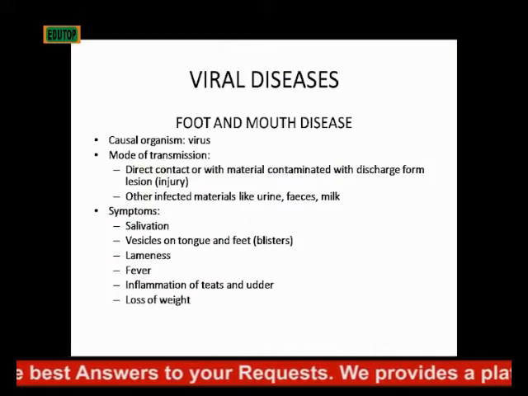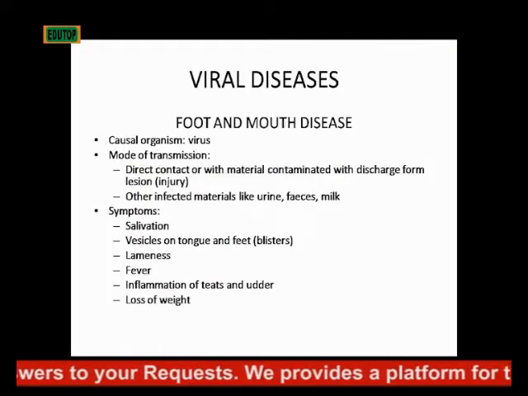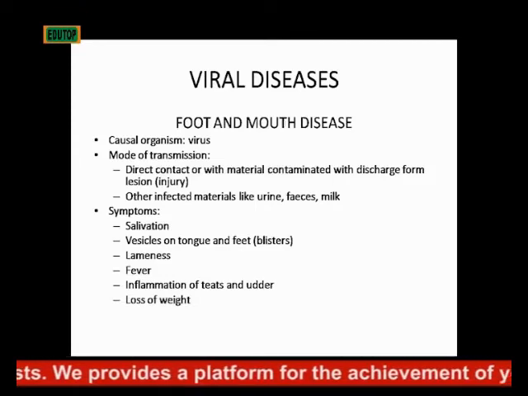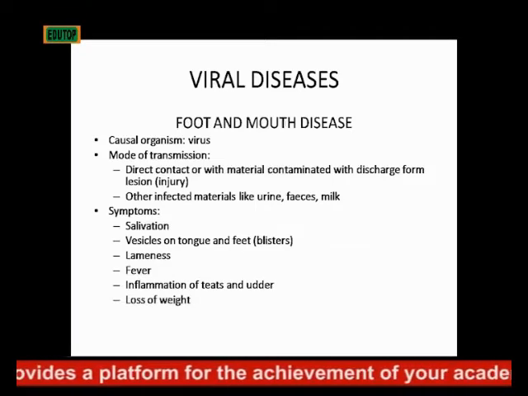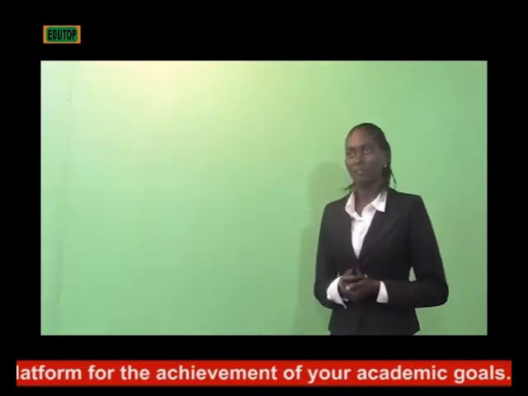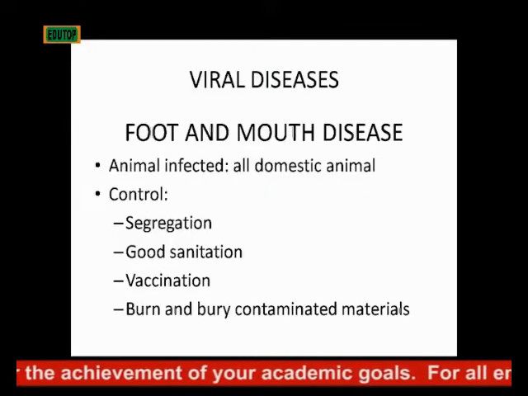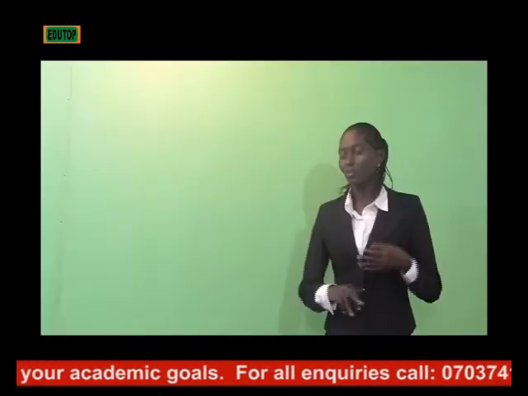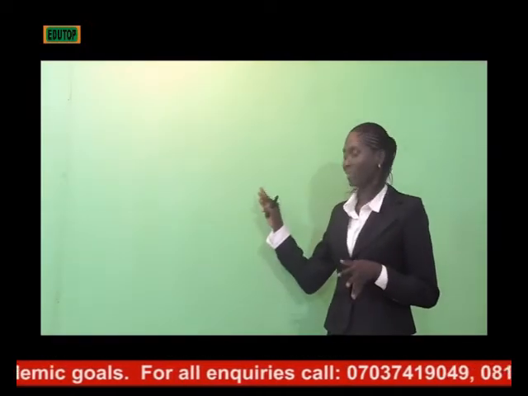Fever, inflammation of the teats and the udder, that's the mammary gland is inflamed, that is swollen. Then loss of weight, the animal will have lost weight. The animals that are infected by this disease are all domestic animals. Domestic animals generally are infected by this foot and mouth disease.